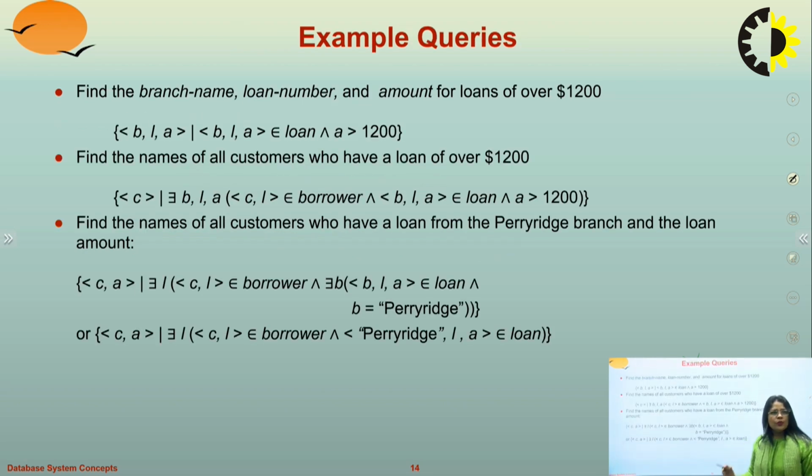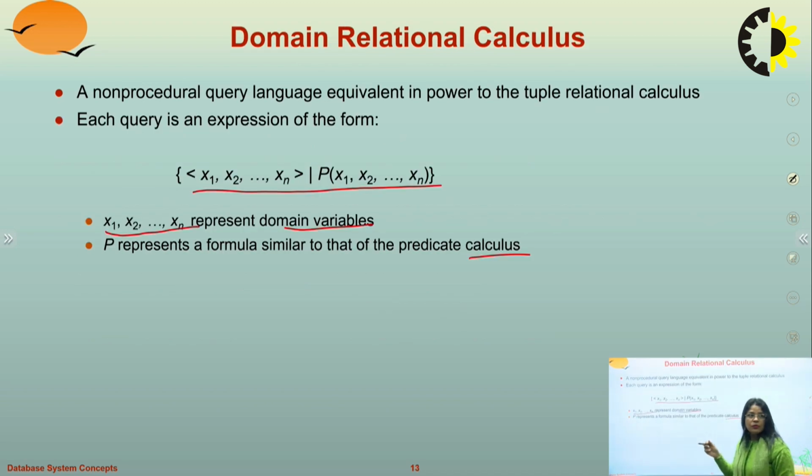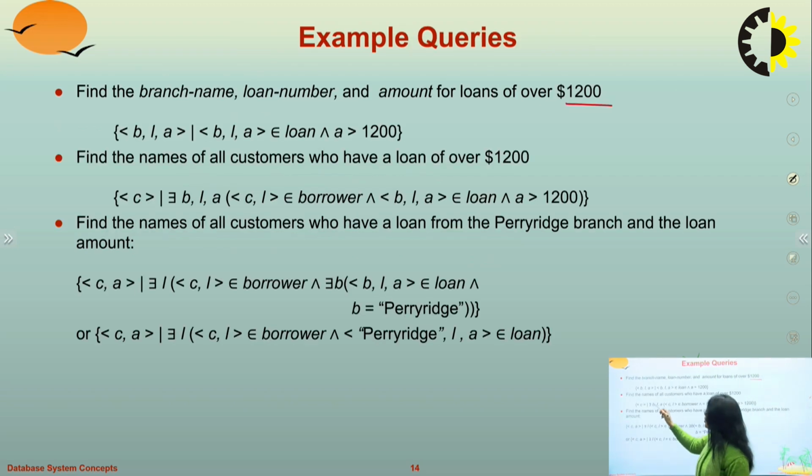For the similar set of tables, we have some example queries for the domain relational calculus also. Let's suppose: find the branch name, loan number and amount for loans of over 1200. The same query we took for the tuple relational calculus. So here also we will write the query in the domain relational calculus format. What was the general format? Here we can see x1, x2, xn. We need to write the domain variables here also: one domain variable for this, one for this, and one for this.